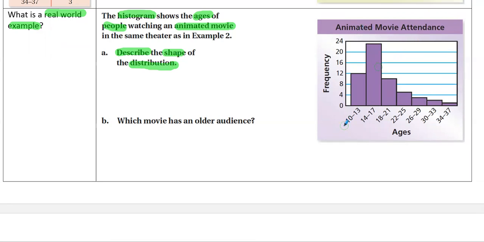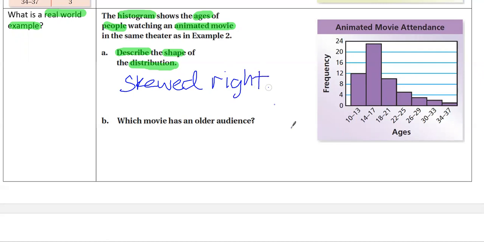Okay, animated movie attendance. Let's make sure that these intervals are the same. Yep, they're all about 4 years, right? And 10 to 13, yep, that's the one we started with. Frequency is how many people were recorded in those age categories. Interesting. Where are most of the data centered? Are they in the younger ages or the older ages? The younger ages. And if most of the data is here to the left, that means this is skewed right. So it's like opposites, right? So skewed right.